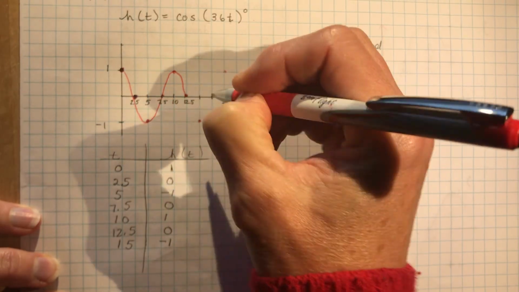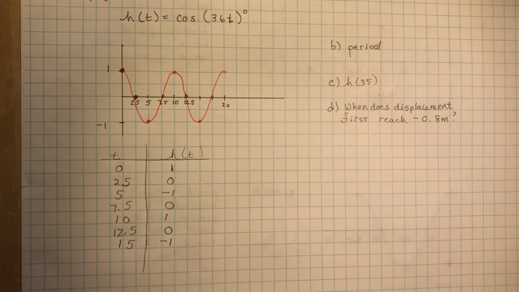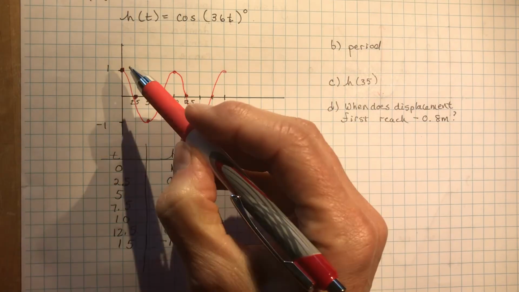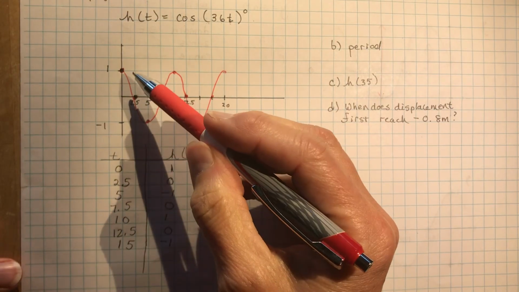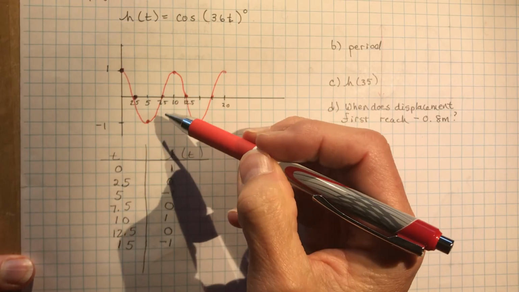Now try to be smooth. I know it's really difficult, but you'll get better at it. Okay, so that's what the graph is going to look like. This is the displacement of some buoy as it goes through this cycle. So it's rising and falling in the waves.